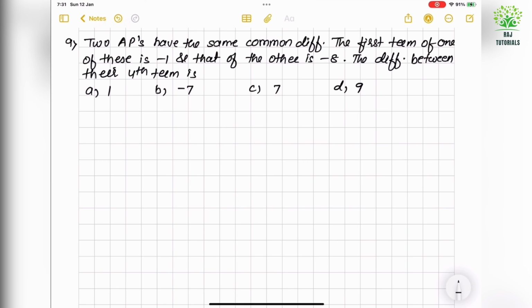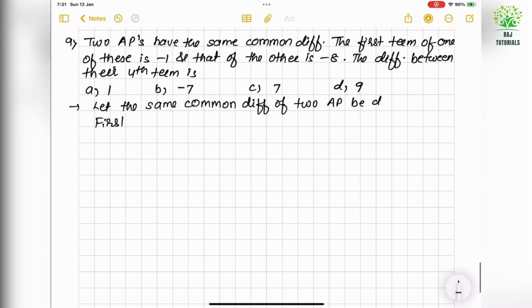Now the next question says two APs have the same common difference. The first term of one of these APs is -1 and that of the other is -8. Find the difference between their fourth terms. So I can solve this in an easy way like this. Let the same common difference of the two APs be d. The first term of the first AP is -1.